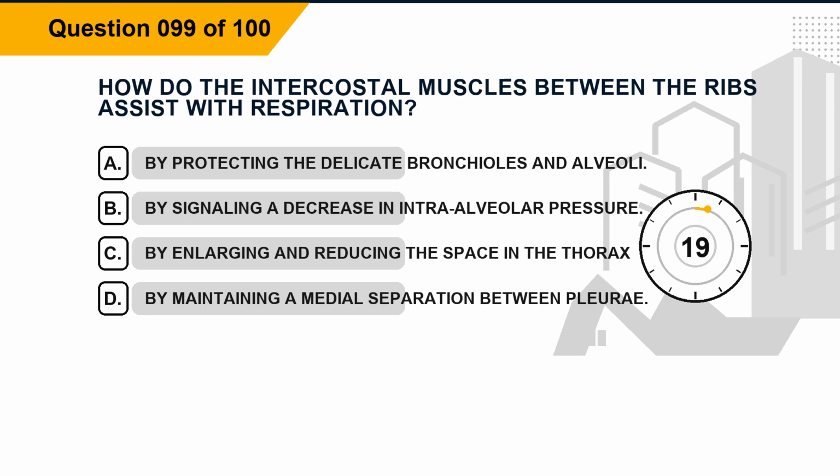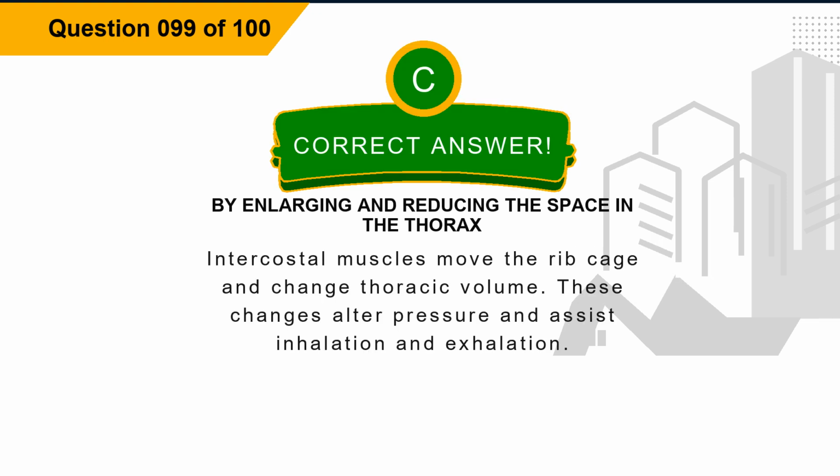Question 99. How do the intercostal muscles between the ribs assist with respiration? Option A, by protecting the delicate bronchioles and alveoli. Option B, by signaling a decrease in intraalveolar pressure. Option C, by enlarging and reducing the space in the thorax. Option D, by maintaining a medial separation between pleurae. The correct answer is option C, by enlarging and reducing the space in the thorax.